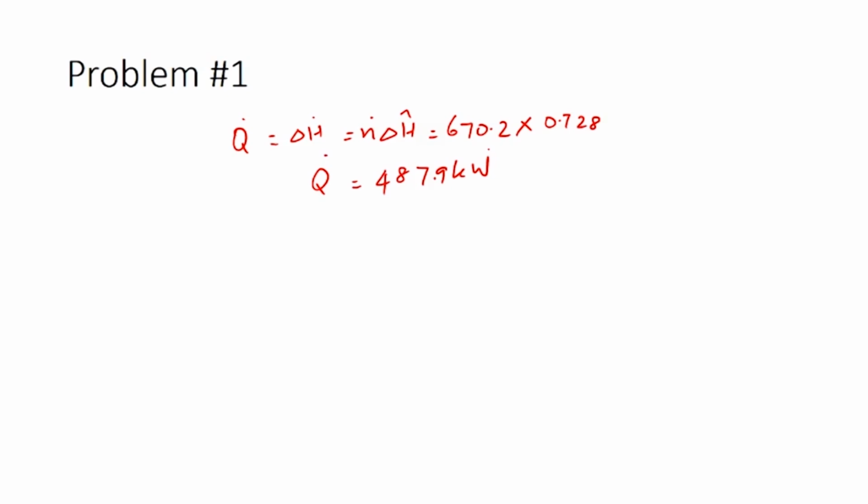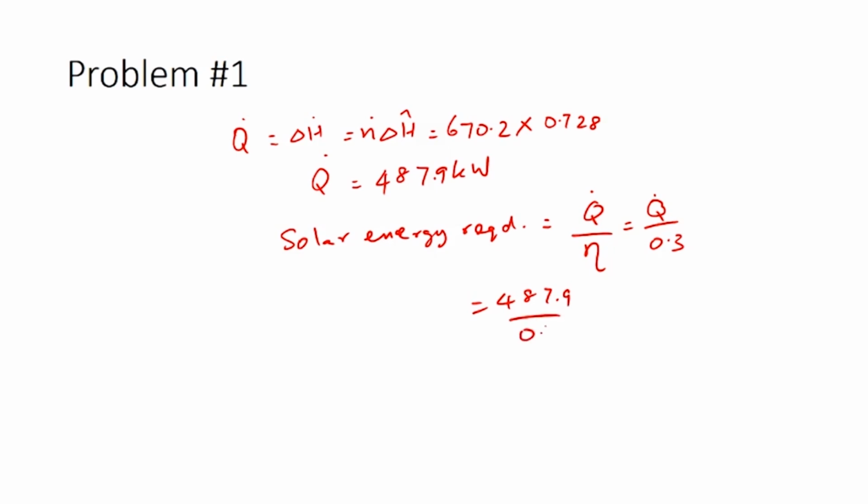So, the amount of solar energy which is actually required would be equal to Q dot divided by efficiency, which is Q dot divided by 0.3. So, 487.9 divided by 0.3, giving you the amount of solar energy required as 1626.4 kilowatts. We have been told that 1 meter squared can actually provide 900 watts of solar energy.